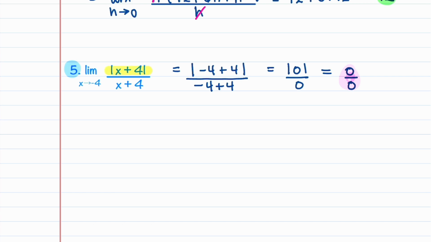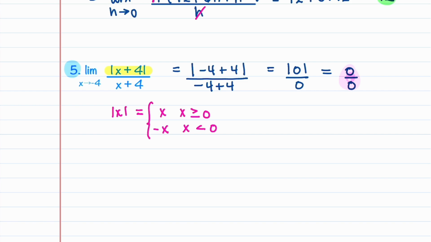Whenever you have a limit with an absolute value function, the best thing to do to evaluate it is to break up that absolute value function into pieces. Just as a review, the absolute value of x is equal to positive x when x is greater than or equal to 0 and minus x when x is less than 0.